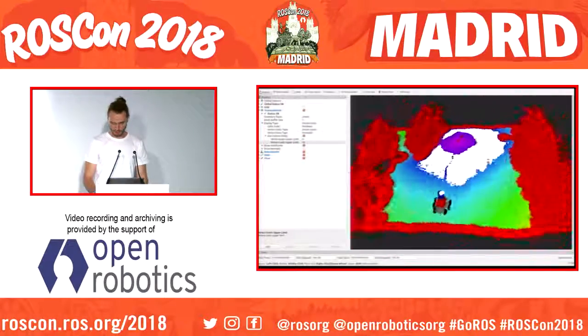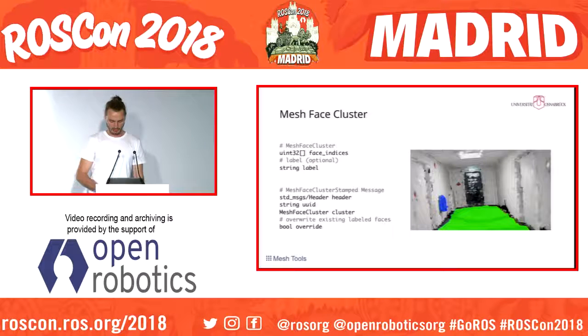Okay, going to the next topic, labeling. We see on the right side a door is labeled, and this is a mesh with textures, and the floor is labeled in a different color. Therefore we also defined some messages, like a number of face indices we have selected, and an optional label. And of course, referring to a mesh using the UUID and a header.